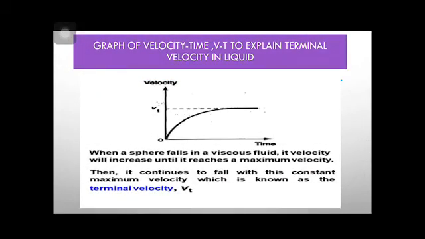Now we see the graph of velocity against time, V-t, to explain terminal velocity in liquid. You can see the graph of V against t. When a sphere falls in a viscous fluid, its velocity will increase until it reaches a maximum velocity. Then it continues to fall with this constant maximum velocity, which is known as the terminal velocity, Vt.